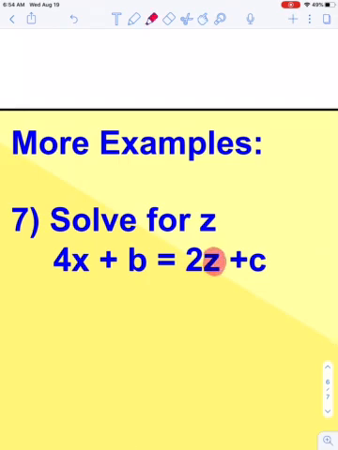For number 7, we're going to solve for z, so we're going to highlight the z. It's only in one place, so we just have to move everything to the other side of the equal sign. So again, the 2 is directly connected to the z. That's going to be the last thing that we move. So we have to move the c, as in cat, first, and it's being added, so we're going to subtract it.